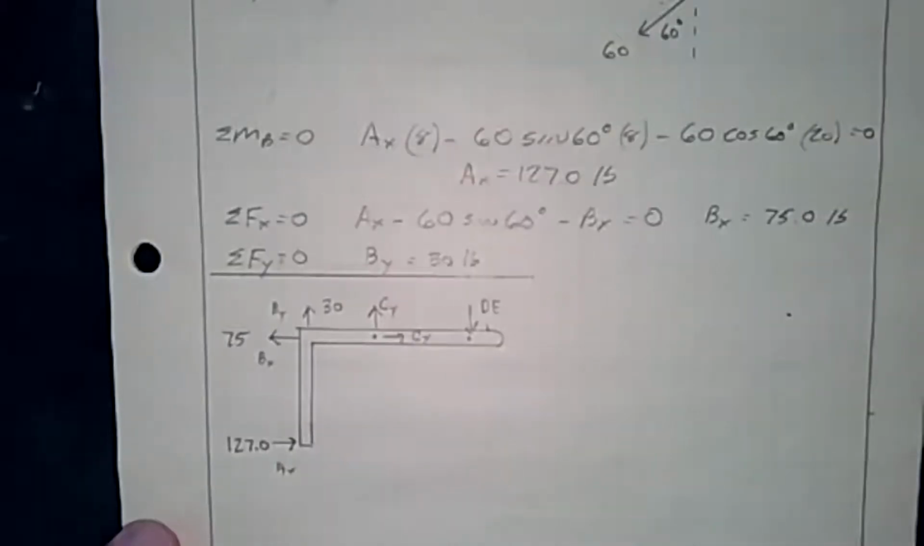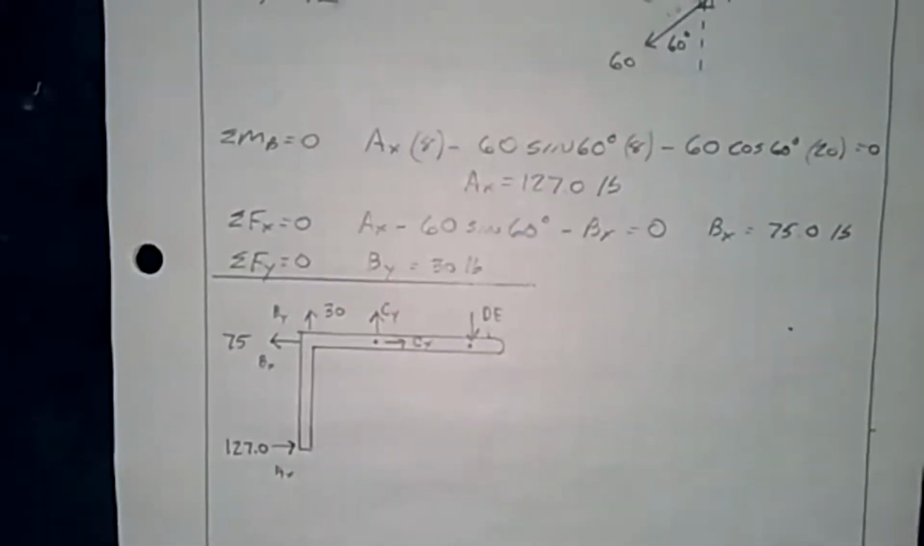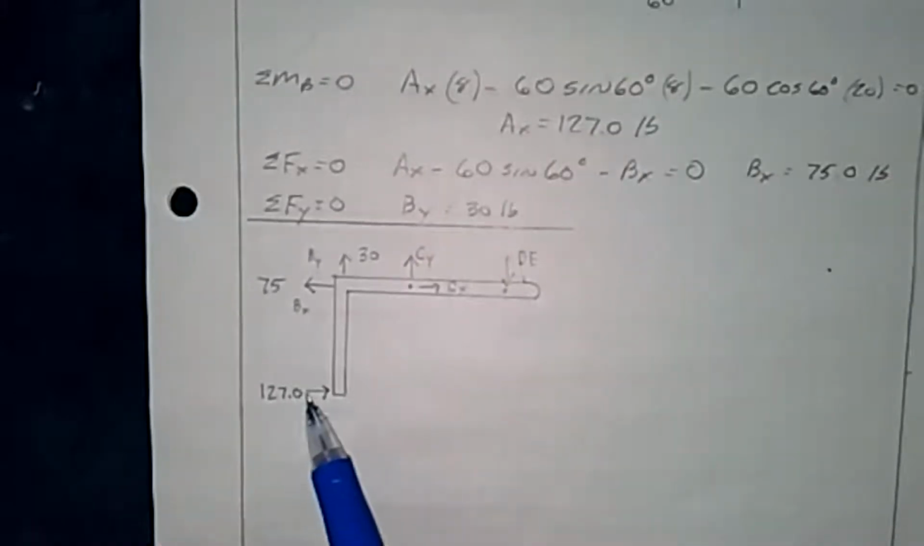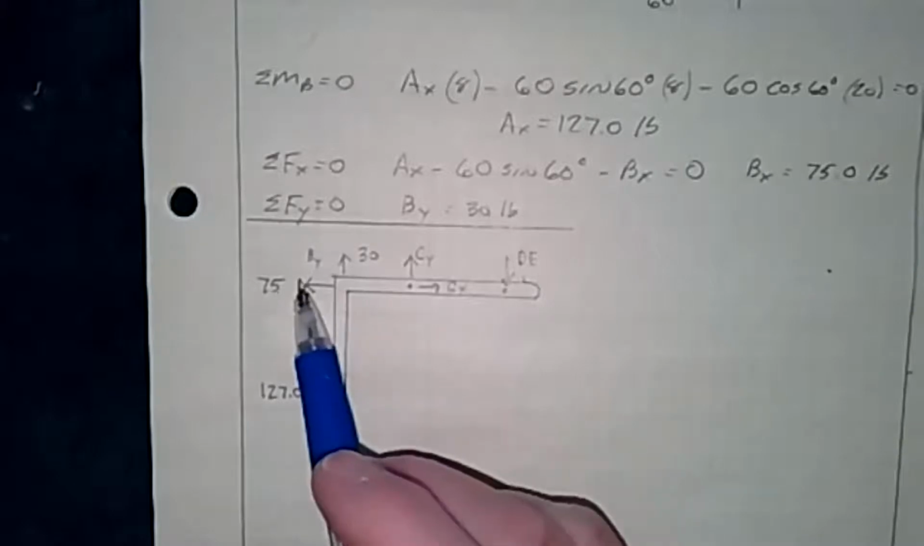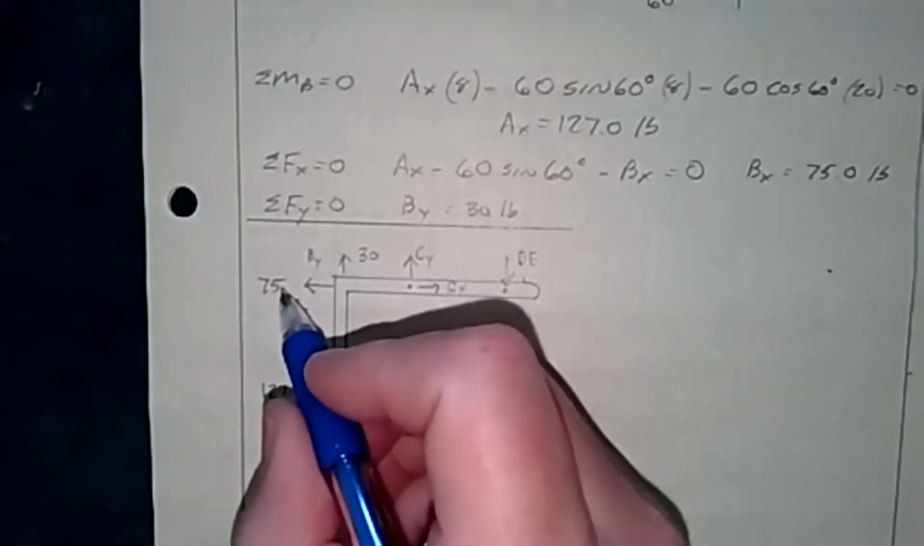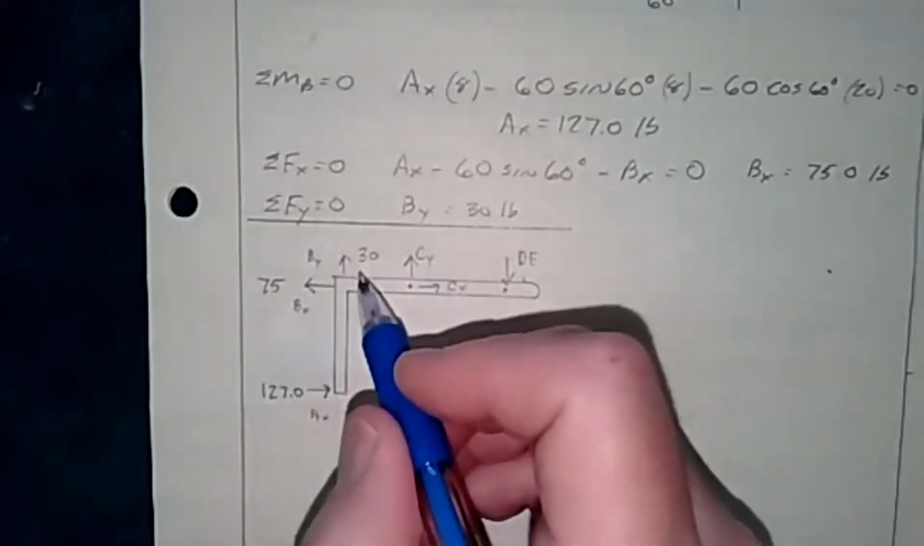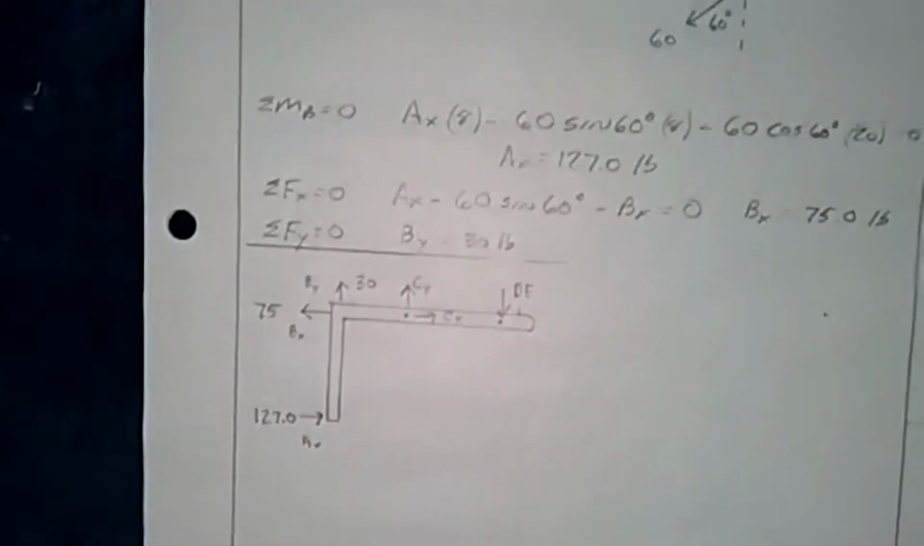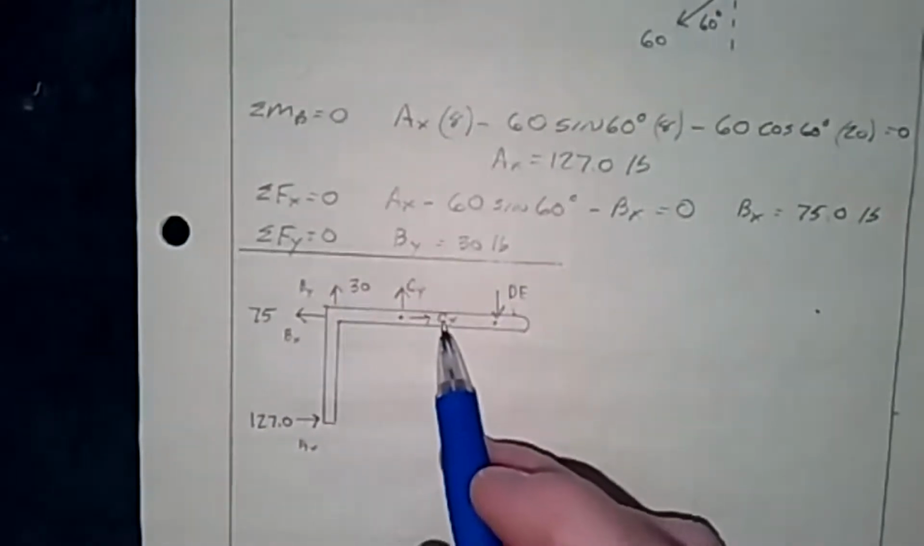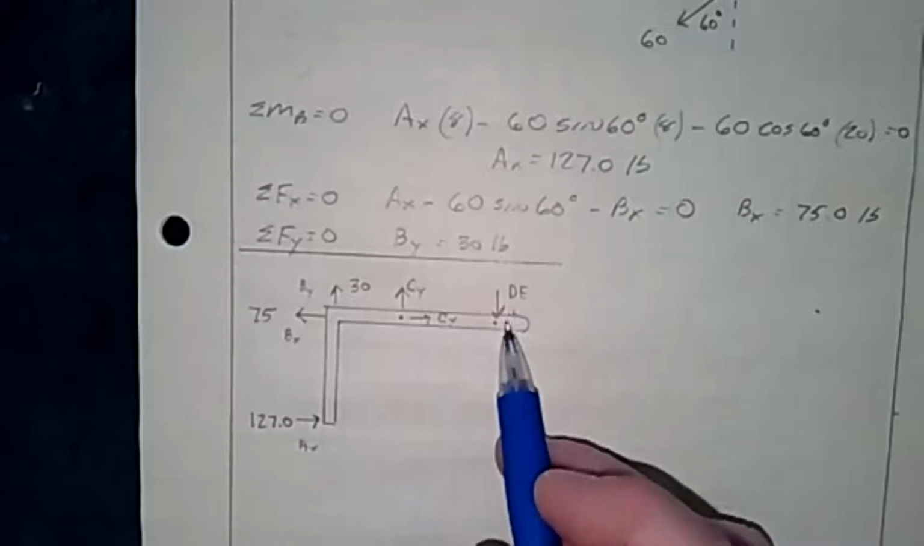Okay, so here we've drawn member A, B, C, D. So I've gone ahead and labeled. So we know AX is 127.0 going that way. We know BX is 75 pounds going to the left, 30 pounds going up. So our unknowns are CY, CX, and then DE.